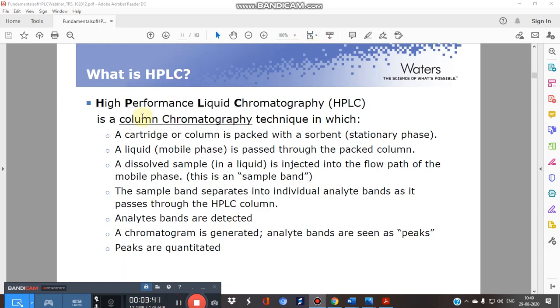So HPLC is a column chromatography technique in which a column is packed with the stationary phase. Always remember one thing, for chromatography you need two important things, stationary phase and mobile phase. What is the stationary phase in the HPLC? That is a sorbent, or you can say an adsorbent, which is packed inside the column. And what is the mobile phase? That is a liquid that is passed through the packed column.